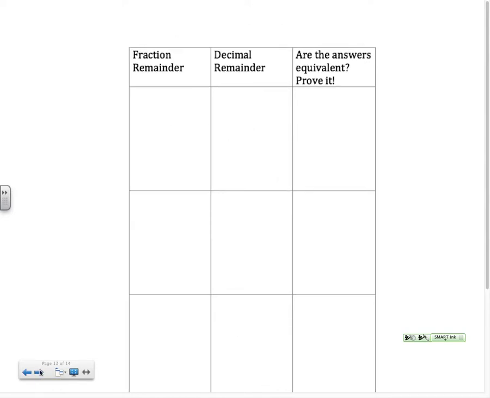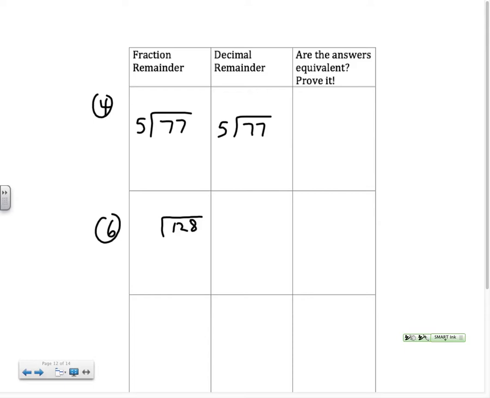Flip your paper over. Number 4, 77 divided by 5. And number 6, 128 divided by 3. Well, that shouldn't be number 6. That should be number 5.